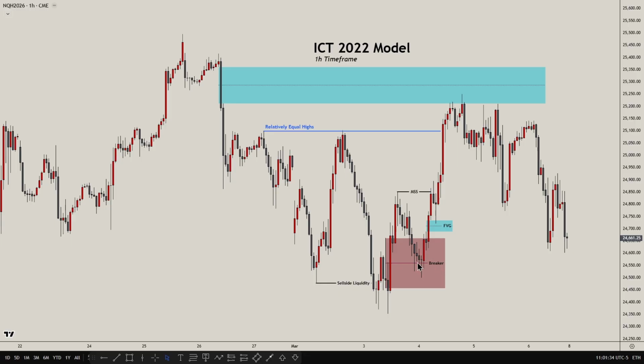The bodies of the price action stay above the middle of the breaker. So it doesn't go into this line here, which is the middle. It stays above. The wicks can go through. That's not a problem, as long as the bodies are closing above.